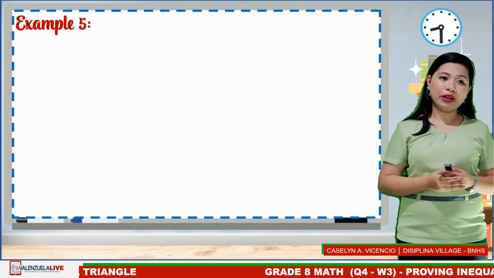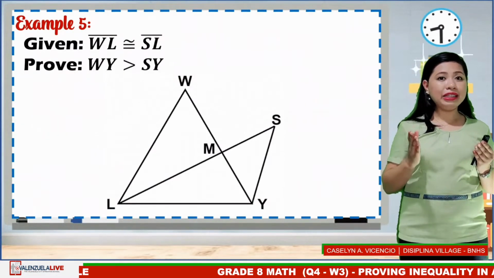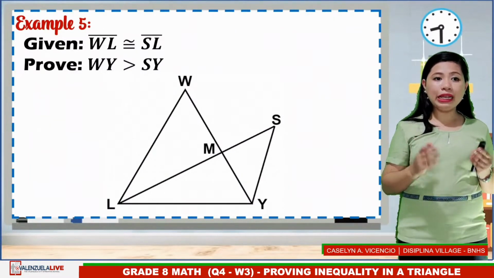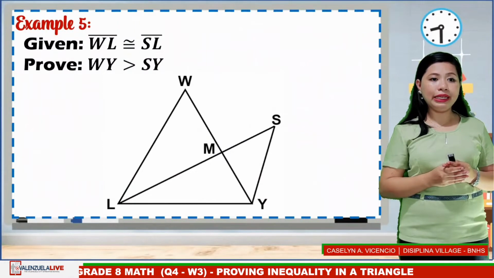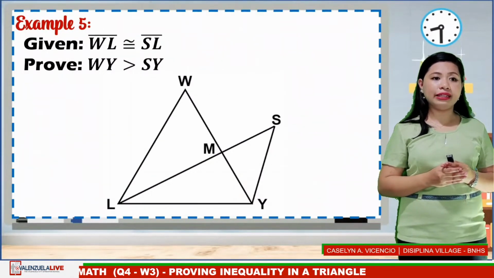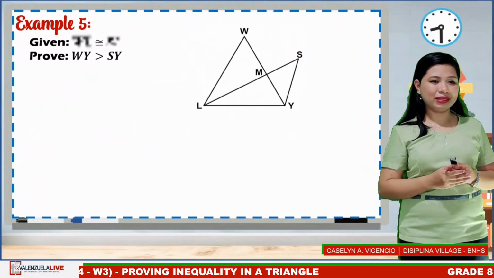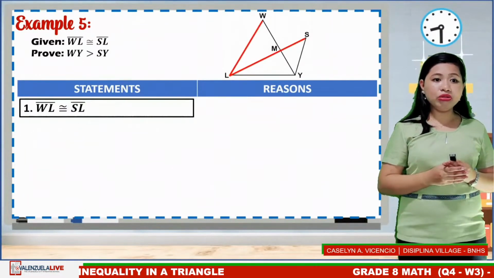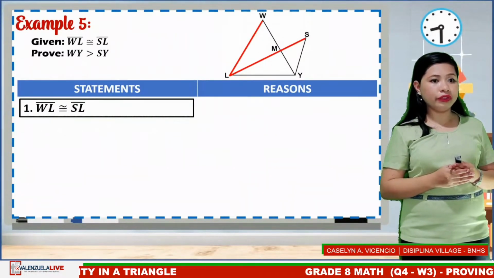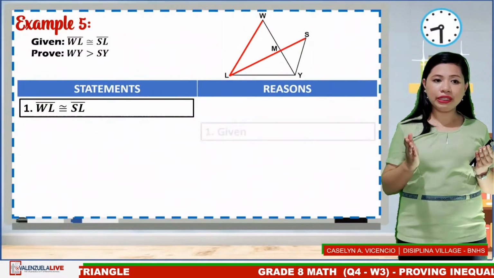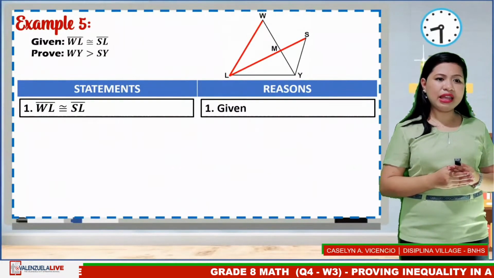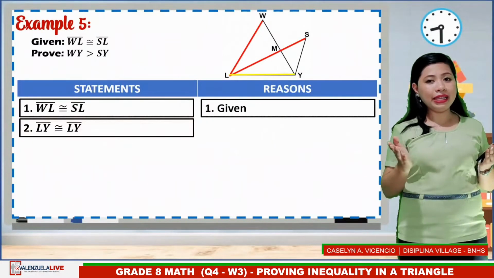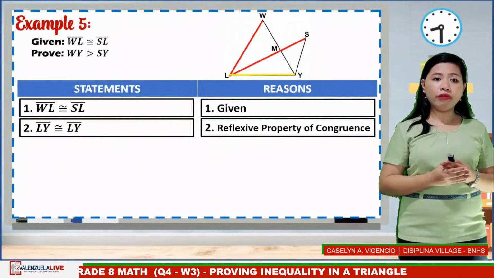For our fifth example, the given is side WL is congruent to side SL. We will prove that the measure of side WY is greater than the measure of side SY. Side WL is congruent to side SL as our first statement. The reason for this is given. Side LY is congruent to side LY by reflexive property of congruence.